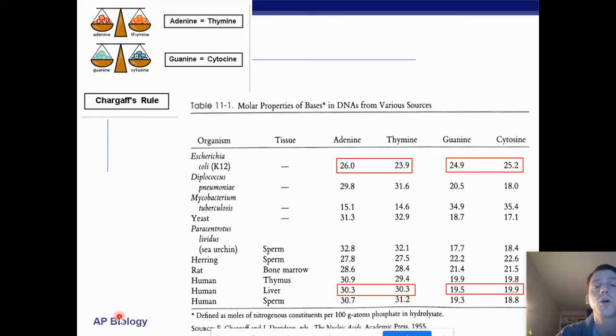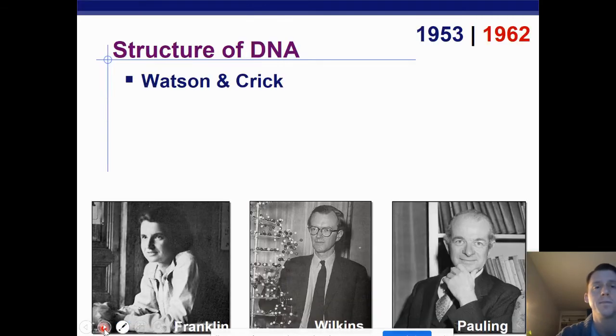And that told Chargaff that wherever there was an A, there was also a T, and wherever there was a G, there was also a C. So that's where we got our base pairing rules. So we knew that the bases were paired in a specific way, and we know that DNA is the genetic material. But what does DNA actually look like?